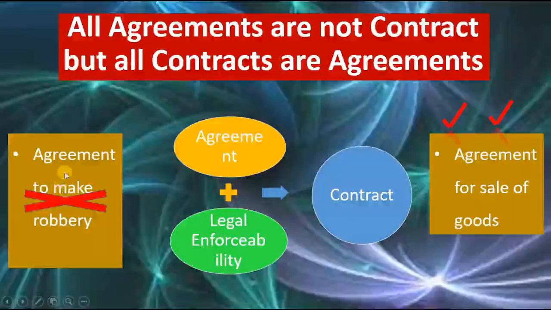Of course, an agreement between A and B to commit a robbery is an agreement, because offer is there and acceptance is there, so it can be called an agreement, but it cannot be legally enforceable. Is it possible to enforce it? No. So it is not legally enforceable, and for that reason it cannot be called a contract. It's an agreement, but it's not a contract. Here, it is both agreement and contract. So which proves that all agreements are not contracts.